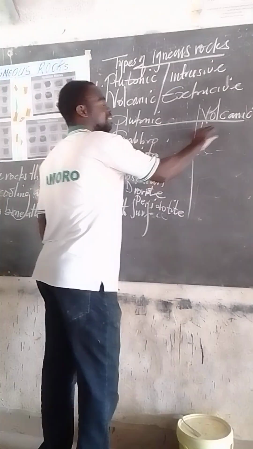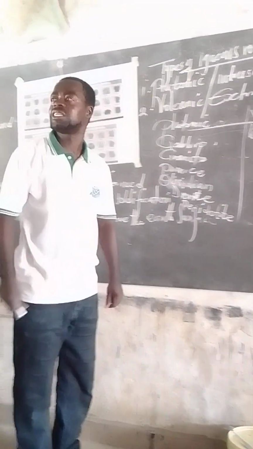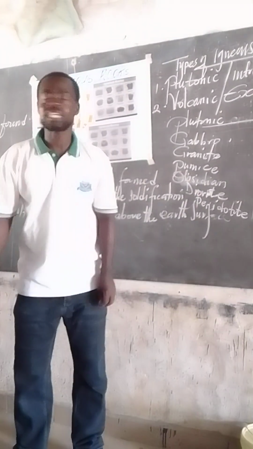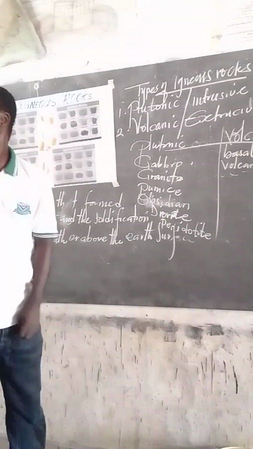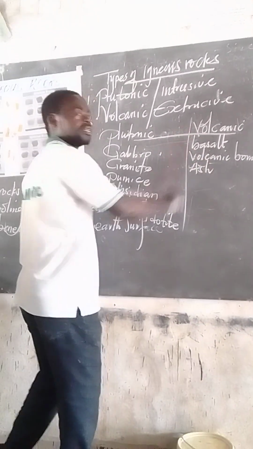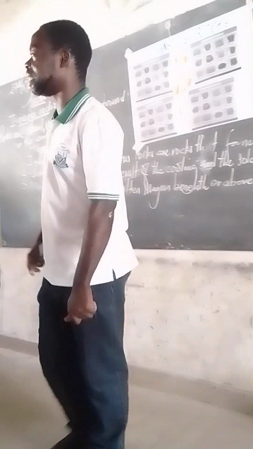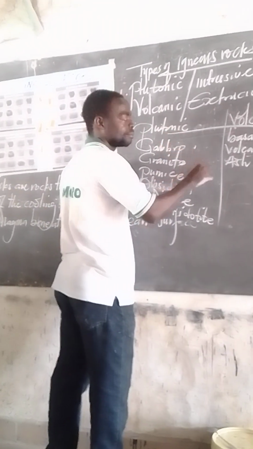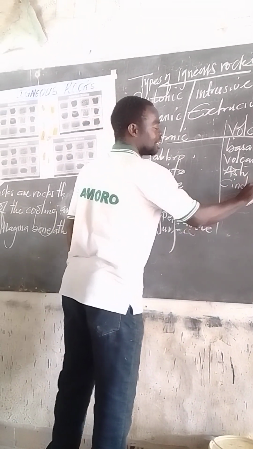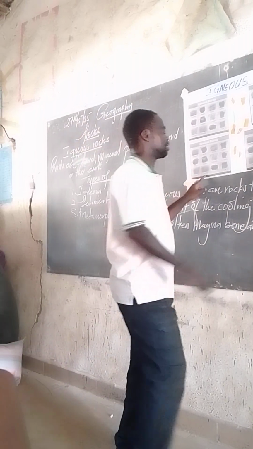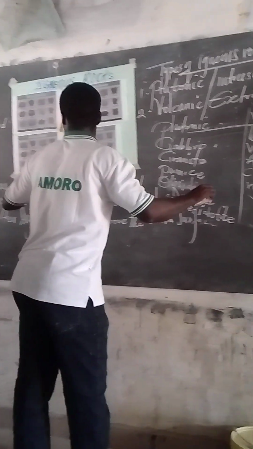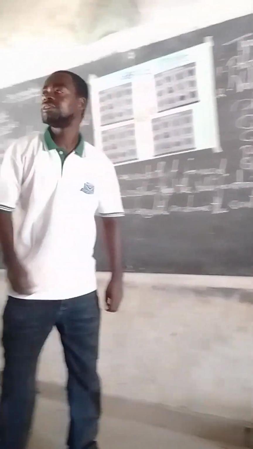We have what? Basalt. Can you give me another one? Volcanic bombs. Volcanic ash. How do you spell that? C-I-N-D-E-R. Okay, cinder. Then rhyolite also is a volcanic rock. I think we have it here. Rhyolite, R-H-Y-O-L-I-T-E, under the volcanic rocks.